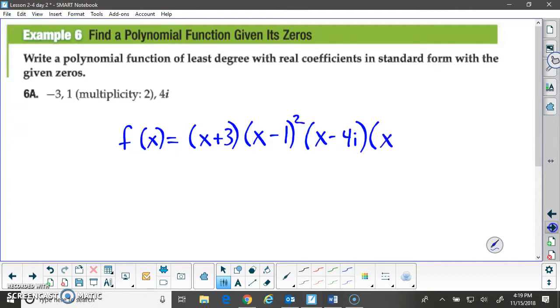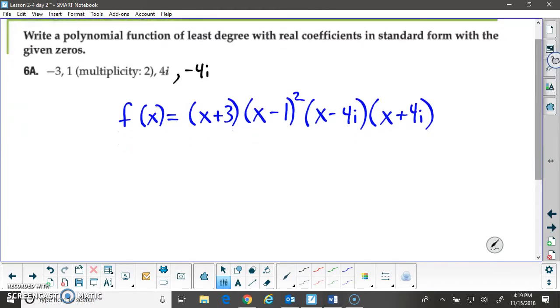And we'd also have to write x plus 4i, because certainly we know that if it has an imaginary 0 like 4i, then it's got its conjugate also as a 0. So this looks to me like it's a 5th degree polynomial. And this is a really good function that's going to have zeros at -3, 1 with a multiplicity of 2, and also at 4i. But we have to put it in standard form.